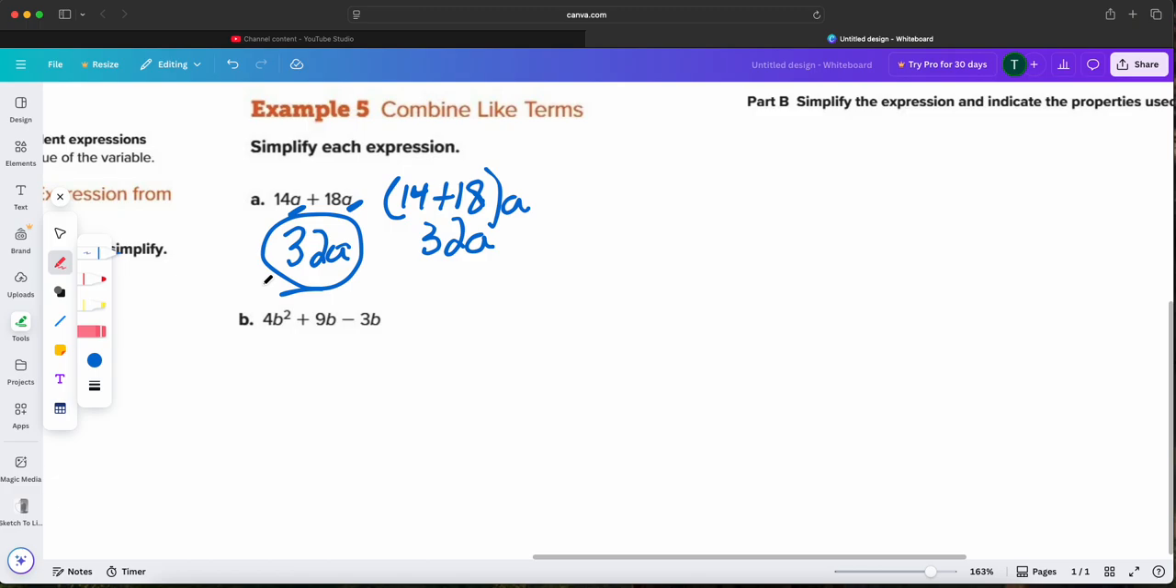In the next one, we have 4b squared plus 9b minus 3b. When I look at this, the b's in the back are like terms because they both have a b to the power of 1, whereas that 4b squared is on its own because it's the only one with a power of 2. So we keep 4b squared the same, and we combine our like terms. 9b minus 3b would leave us with 6b.